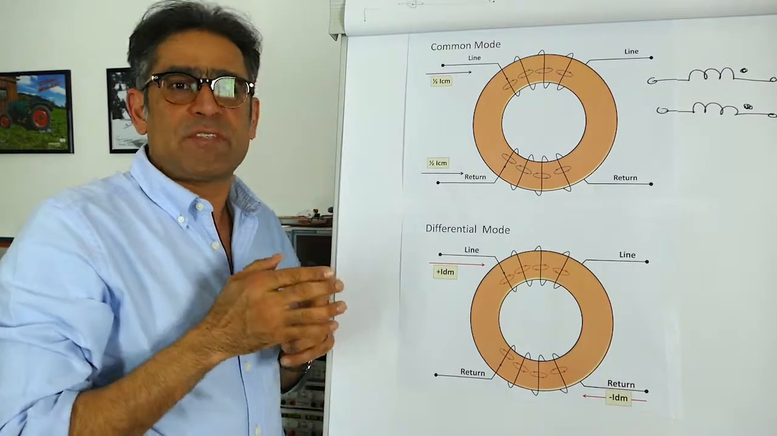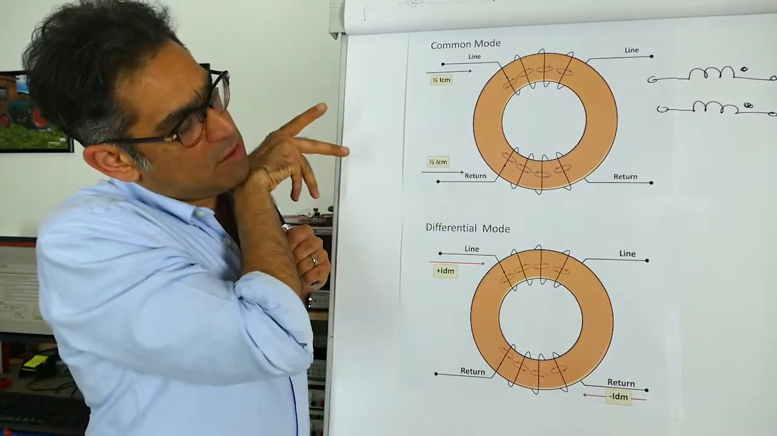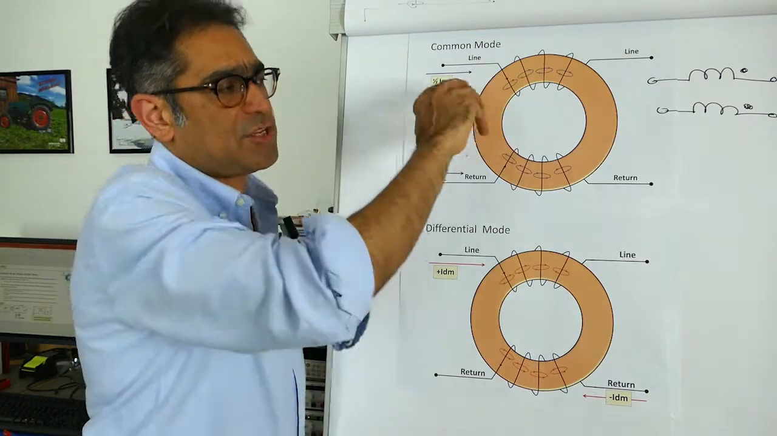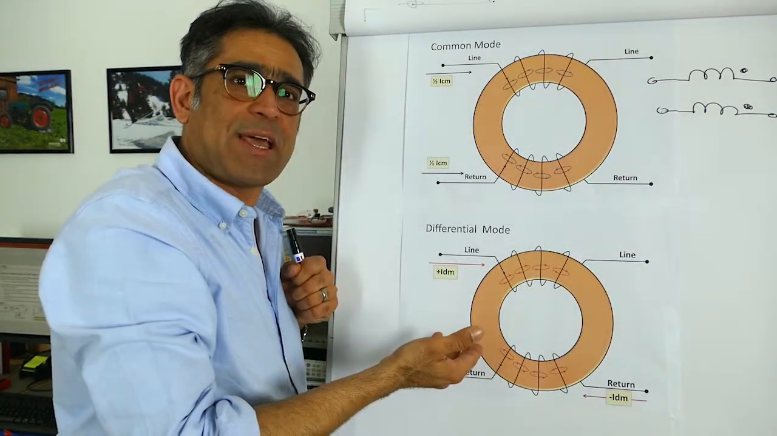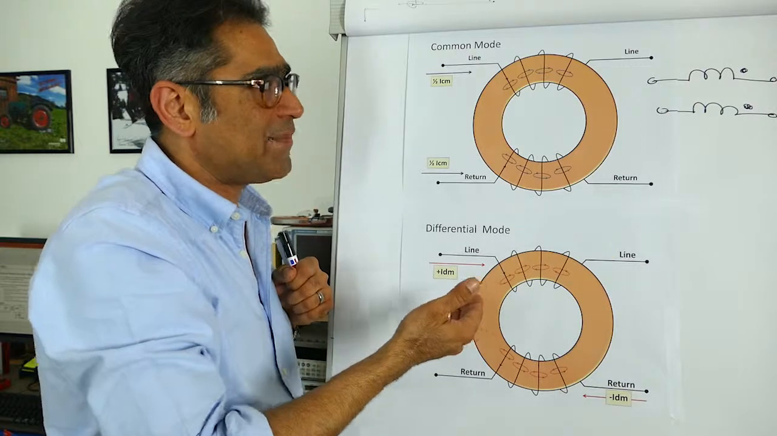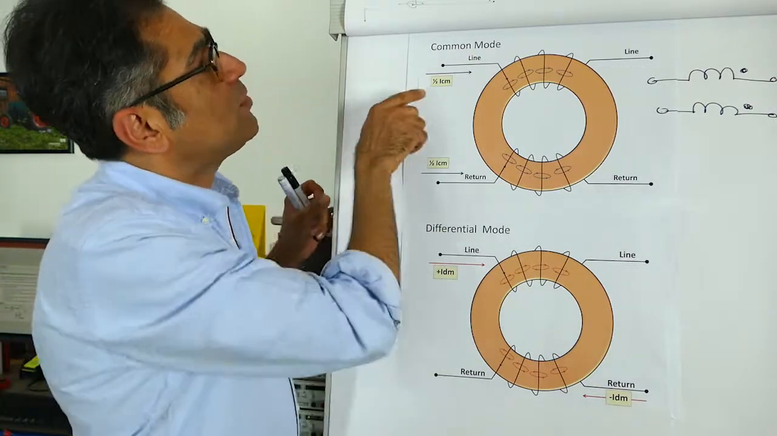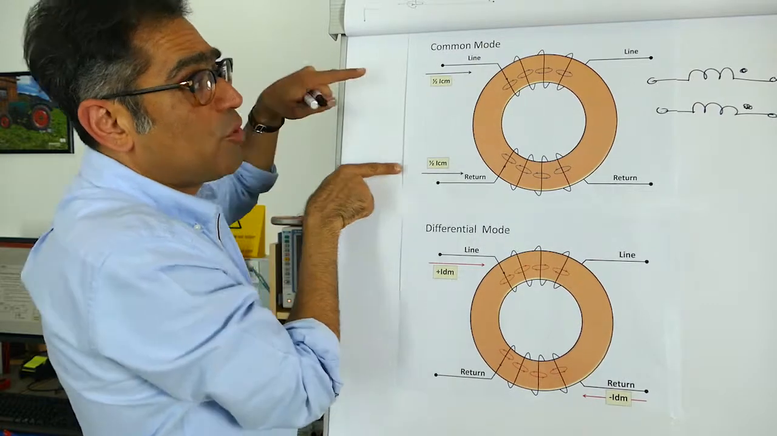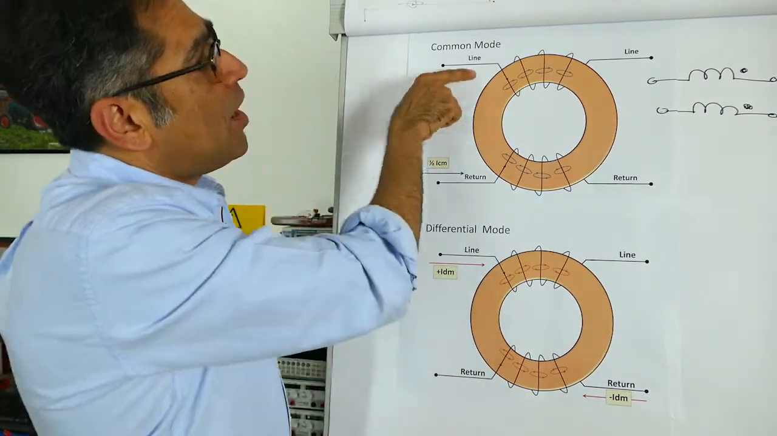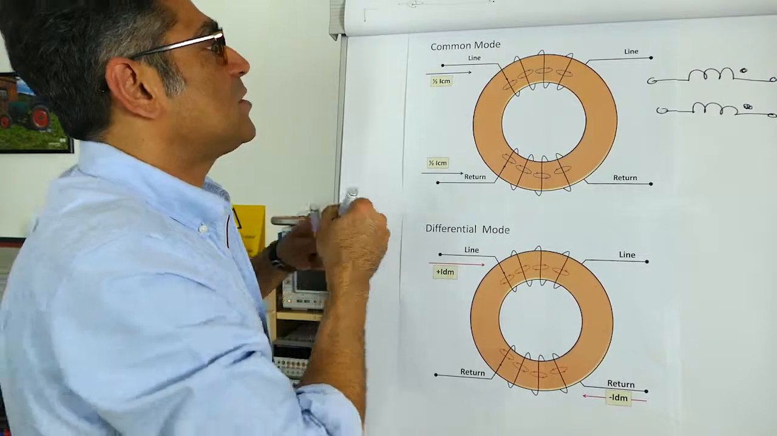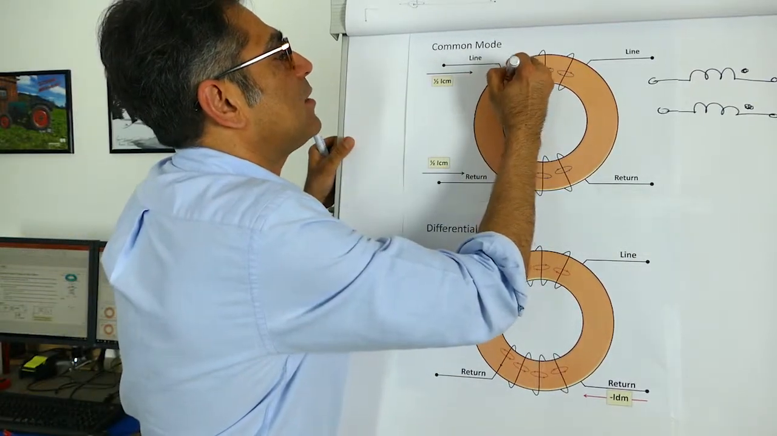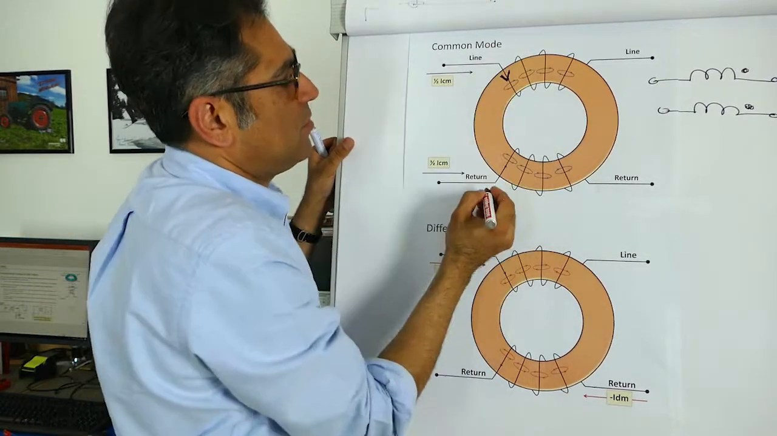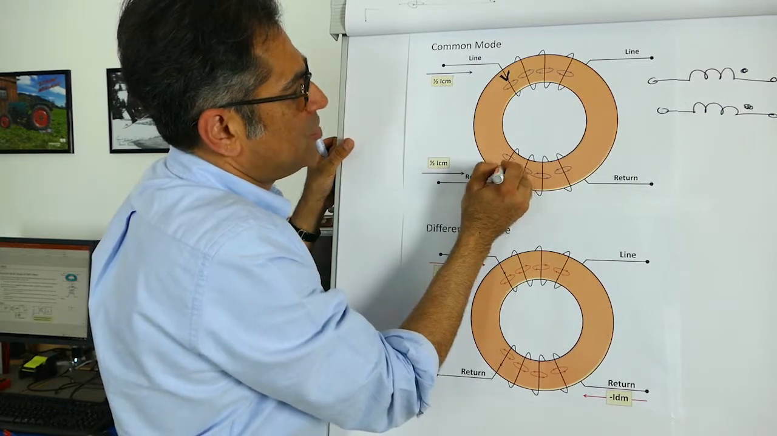In one of the previous videos, we said that the common mode currents go in the same direction and then return through the parasitic capacitances via the chassis. Now, if I assume that I have got some common mode current going through the line and through the return, both in the same direction, I've put an arrow on. I'm not sure if you can see it or not. Let's say that is the direction of this one, and that's the direction of that one.